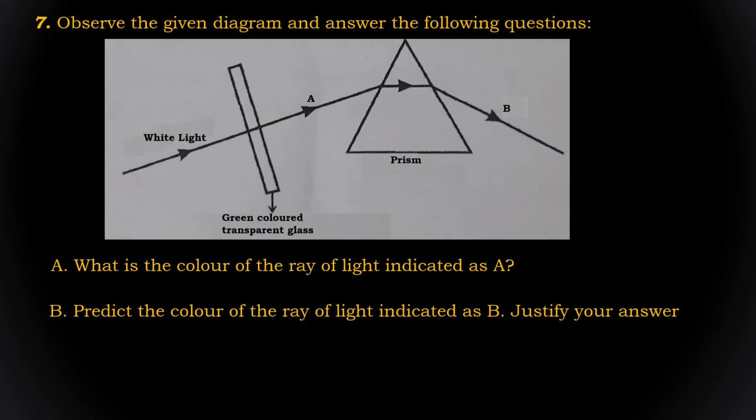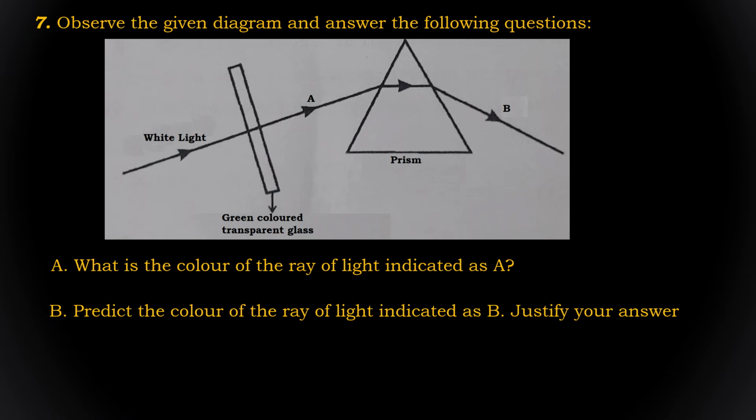Observe the given diagram and answer the following question. We have a diagram associated with this particular question. In the diagram, they have given a prism and a green color transparent glass, and they have used white light. We know that when white light is passed through a prism, it is split into its constituent colors, which is nothing but VIBGYOR. But in this particular question, the white light is first allowed to pass through a green color transparent glass, and when it comes out from the green glass, the white light gets converted into green light.